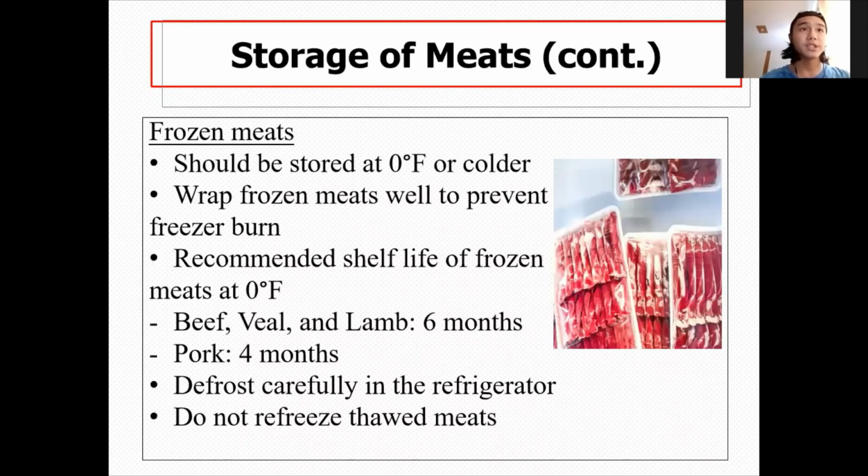For frozen meats, they should be stored at 0 degrees Fahrenheit or colder. Wrap frozen meats well to prevent freezer burn. Recommended shelf life of frozen meat at 0 degrees Fahrenheit: for beef, veal, and lamb, the shelf life is 6 months. For pork, it is 4 months. Defrost carefully in the refrigerator. Do not refreeze thawed meat.